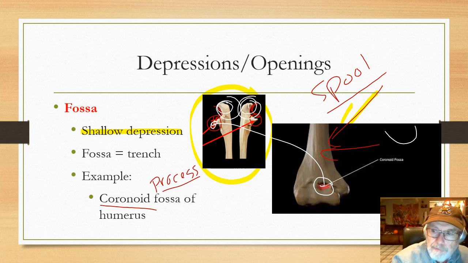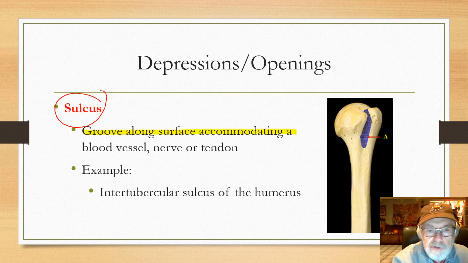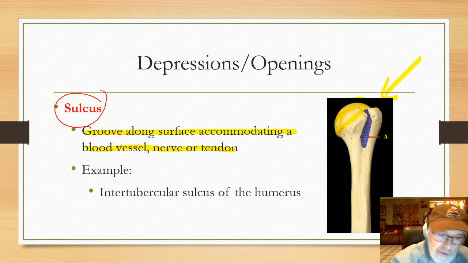It's a shallow depression. A sulcus. I love this one right here. A sulcus is a groove. It's some type of a groove along the surface that accommodates a blood vessel, nerve, or a tendon. Now, this again is the humerus, and this right here is the humeral head. It's the part that articulates, or makes a joint, with the scapula of the shoulder.